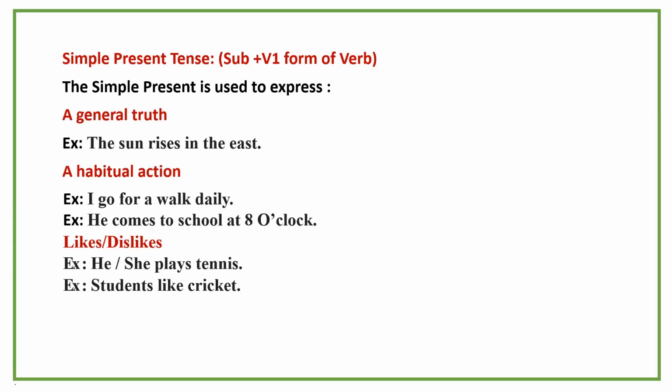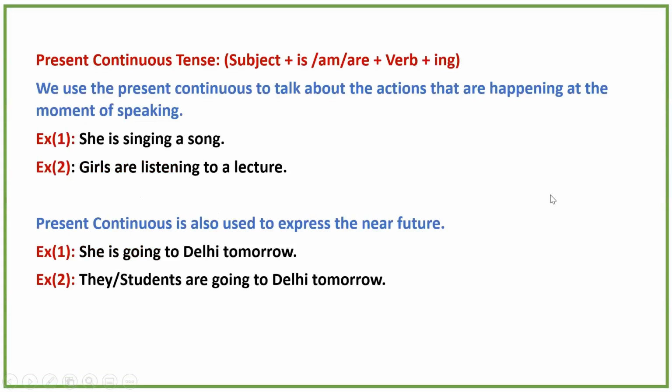In the same way, regular actions, they are habitual actions. As an example, he comes to school daily. That is a habitual action at 8 o'clock. I go for a walk daily. That is also a habitual action. Then likes and dislikes. He plays tennis, or he likes tennis. Students like cricket. So what you could observe here is simple present tense you can form with the help of subject and V1 form of the verb.